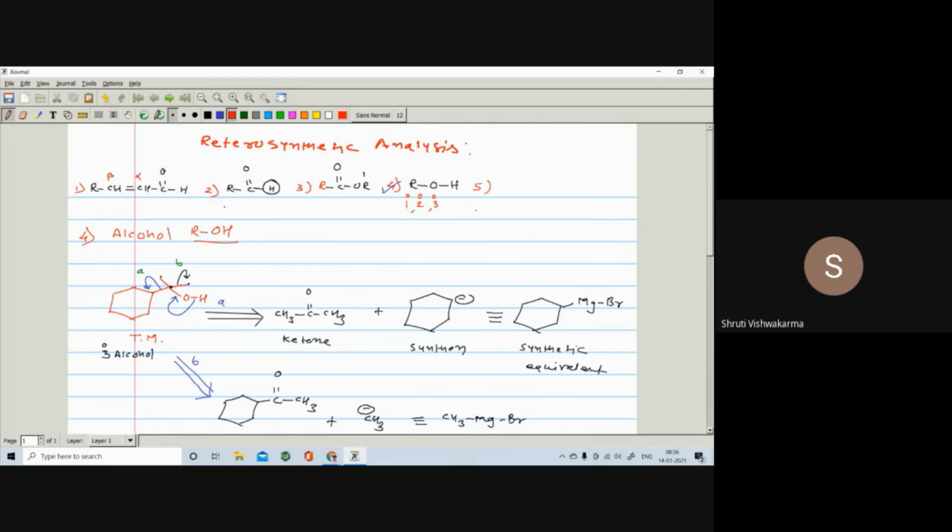Now let us see the next example of retrosynthesis. We have taken alpha beta unsaturated aldehyde, then aldehyde, ketone, ester, alcohol. So the next is the cyanohydrin. In general, R, here is an OH, here is a CN, and here is your H, cyanohydrin. So let us see the next example, the cyanohydrin.